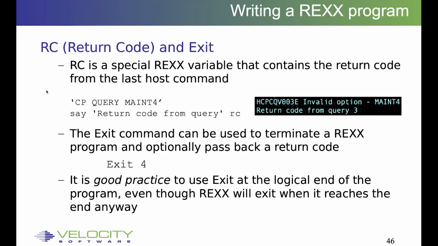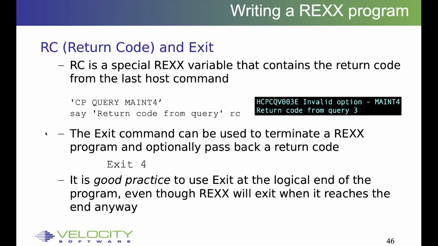RC, the variable RC, is a special REXX variable that contains the return code of a host command. So if I issue the command cp query mate4, and I'm going to display the result of that query, the second line here is the result of a query. The first line is displayed by CP as a result of the query command. The exit command can be used to terminate a REXX program and pass back a return code.